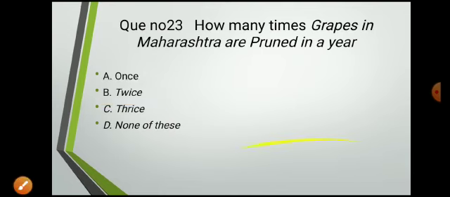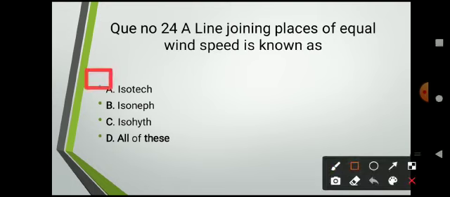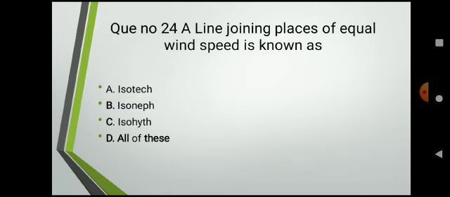Next question, question number 24. Line which is joining places of equal wind speed, it is known as, and the answer is isotach. It is the line which is joining the places of equal wind speed, it is known as isotach.